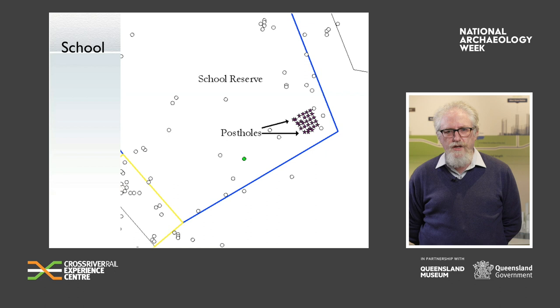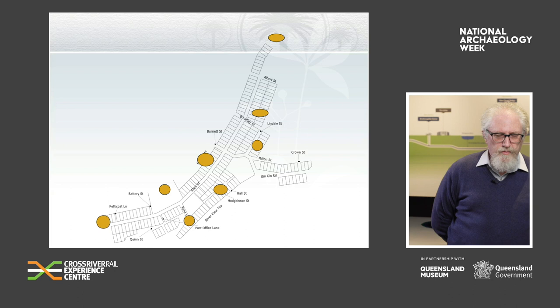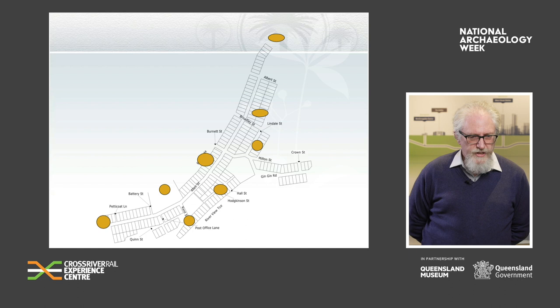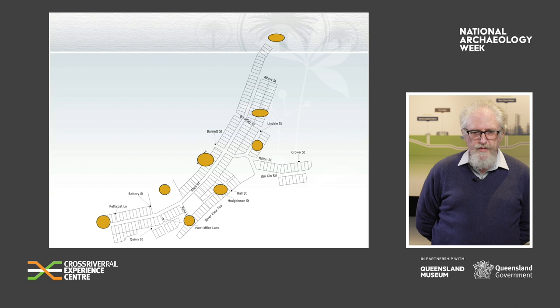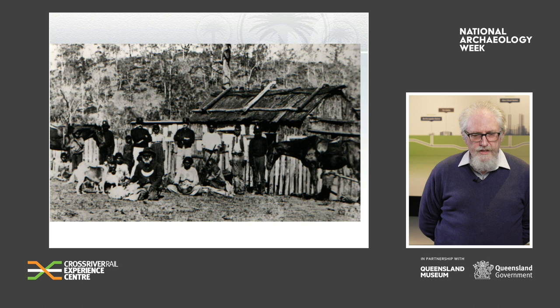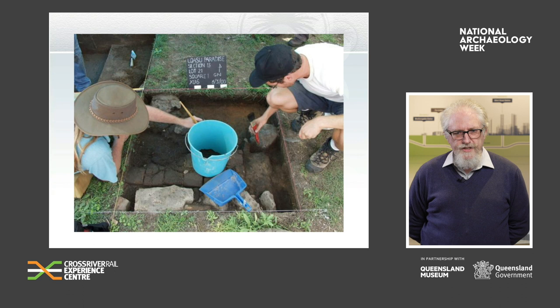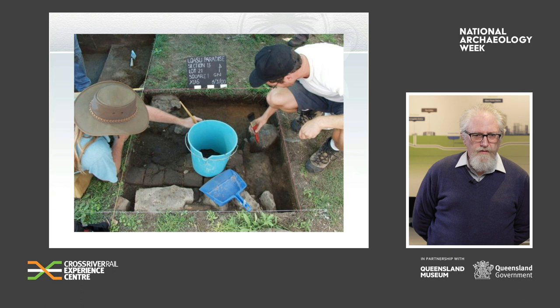So on the town plan, we decided to excavate in 8 areas. One of these was a machinery area. One was the police station. One was the Methodist mission, and the rest were residential areas. So this was what the police station looked like, if you remember, and this is excavating the police station. So this is the fireplace of the police station.